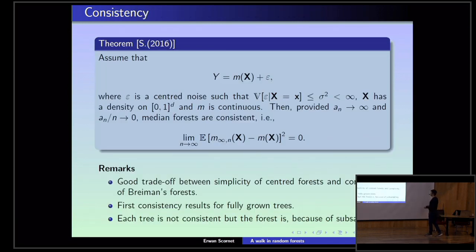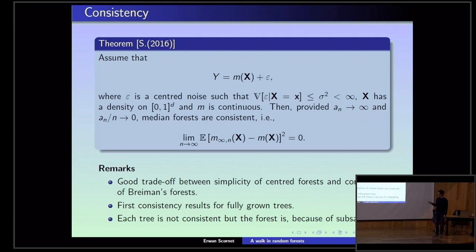So, a theorem. For now, let's not look at the assumptions. The assumption is a regression model as before and some technical assumptions here. Then, providing these, we get the consistency of the forest. So this is the estimation given by the forest at x, and this is the true function, so it means that the forest is consistent. In the end, this was the result we wanted to obtain.